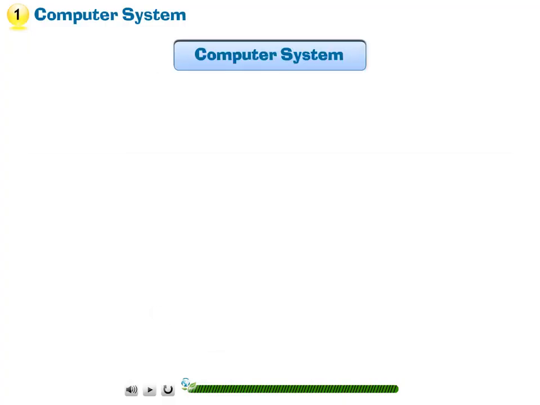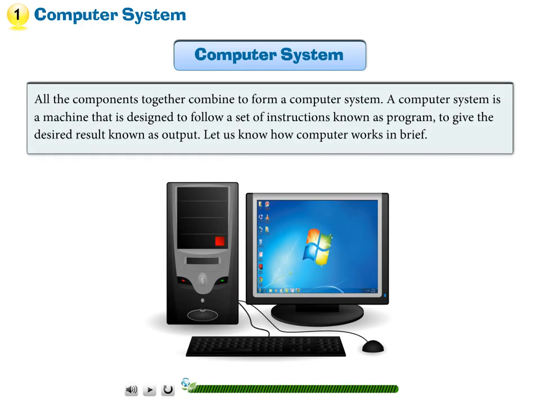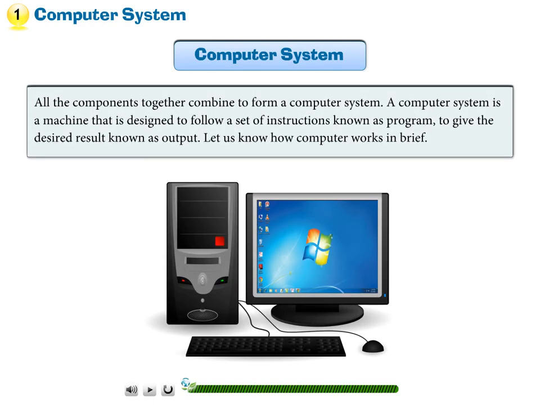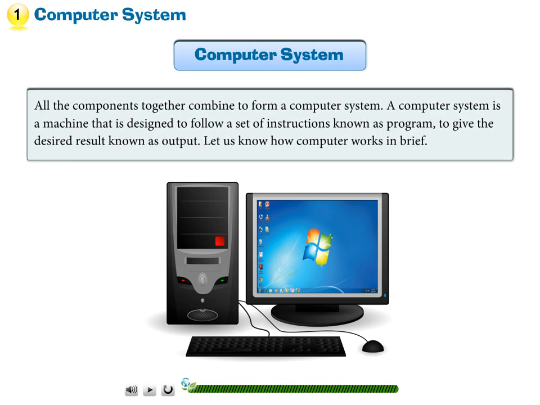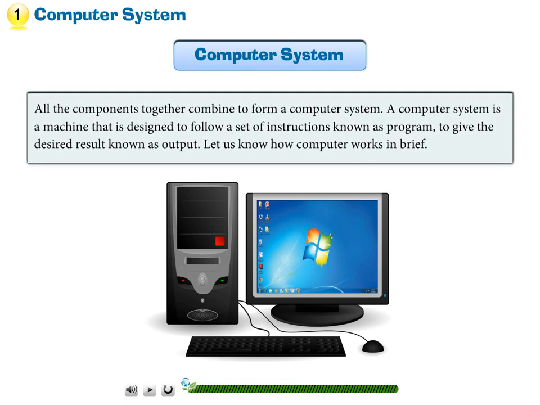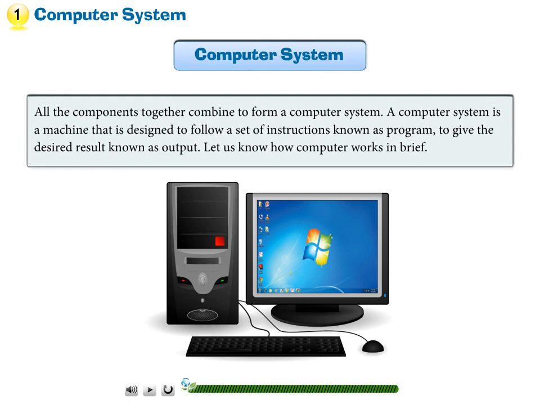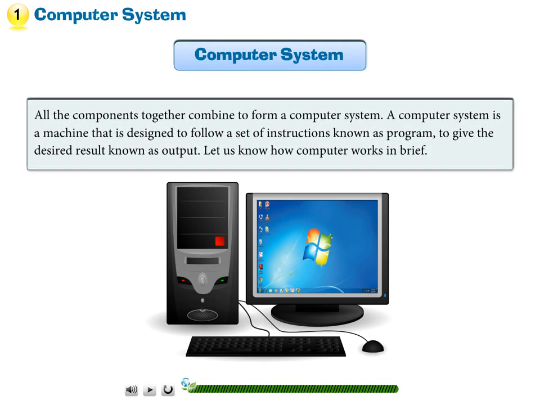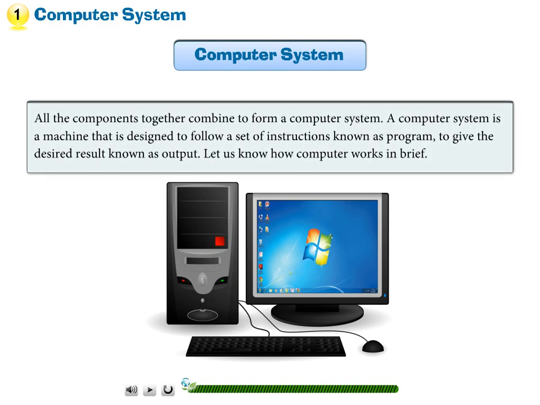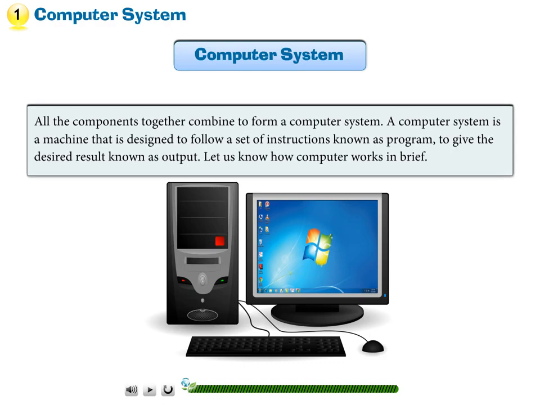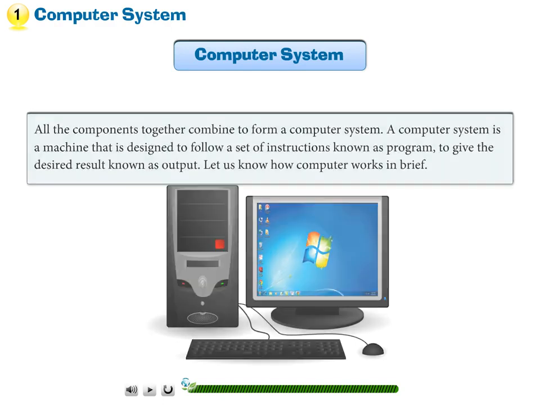Computer system. All the components together combine to form a computer system. A computer system is a machine that is designed to follow a set of instructions known as a program to give the desired result, known as output. Let us know how a computer works in brief.